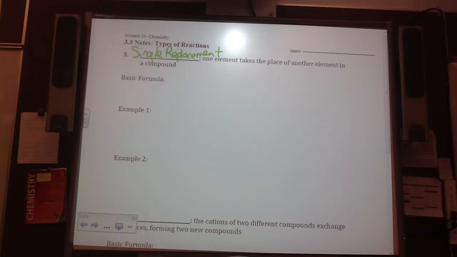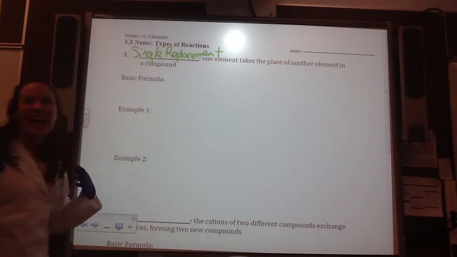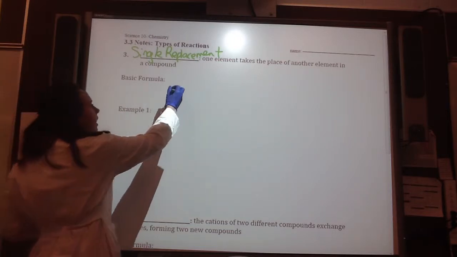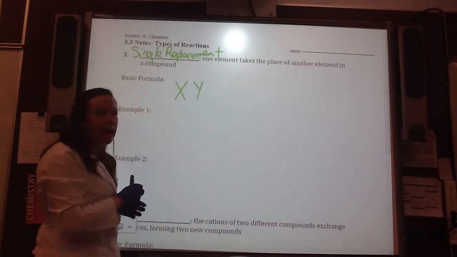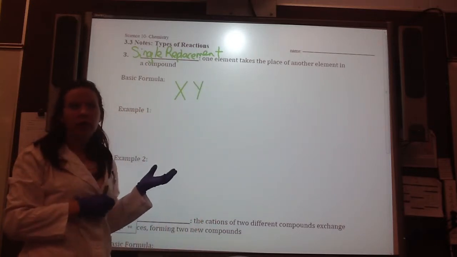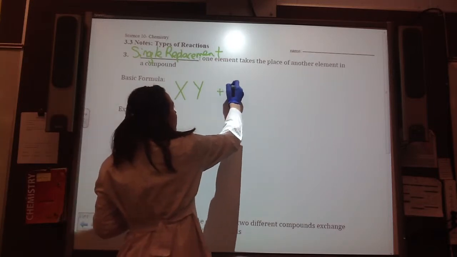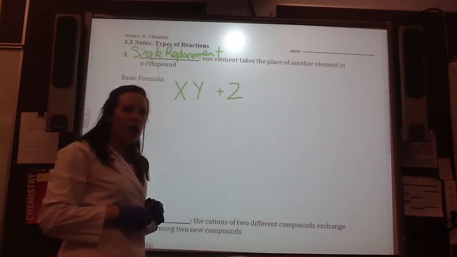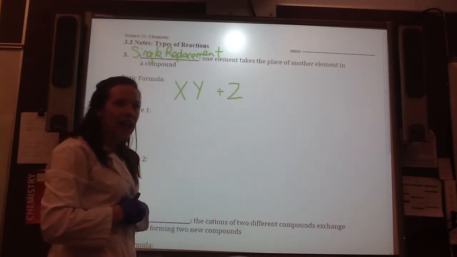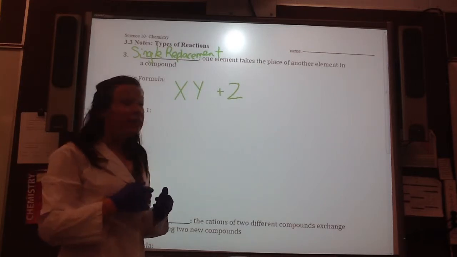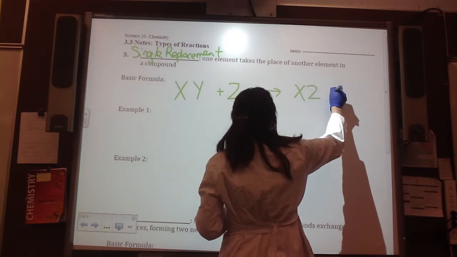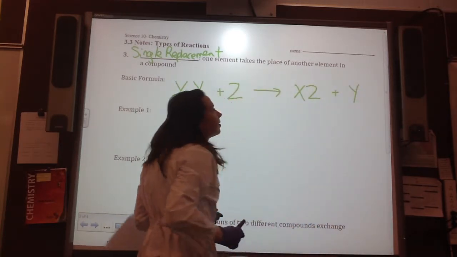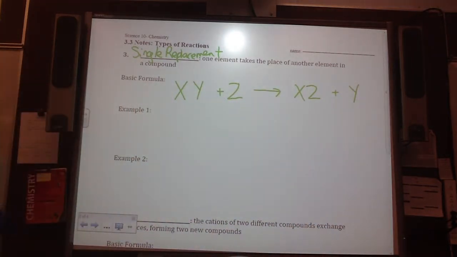But that's great. Okay, so the basic formula for this is like this. We have an X, Y compound, and then there's a Z in the mix there. And the Z switches places. So then we get an X with a Z plus a Y. So one gets booted out. Okay?